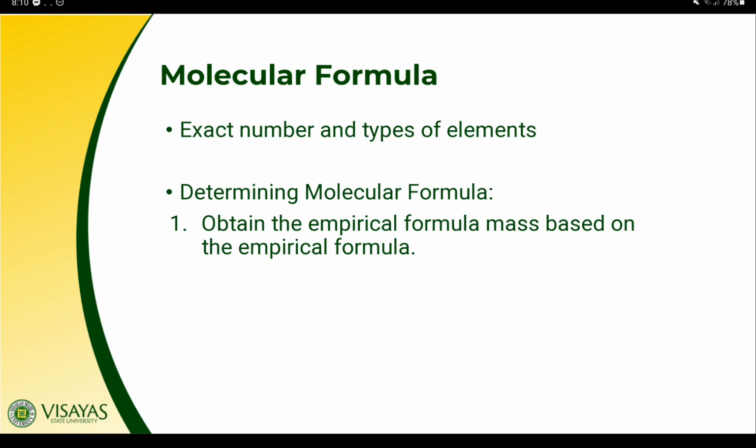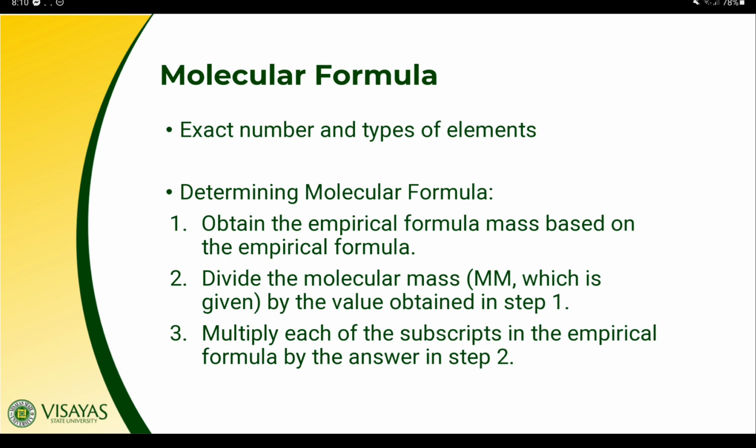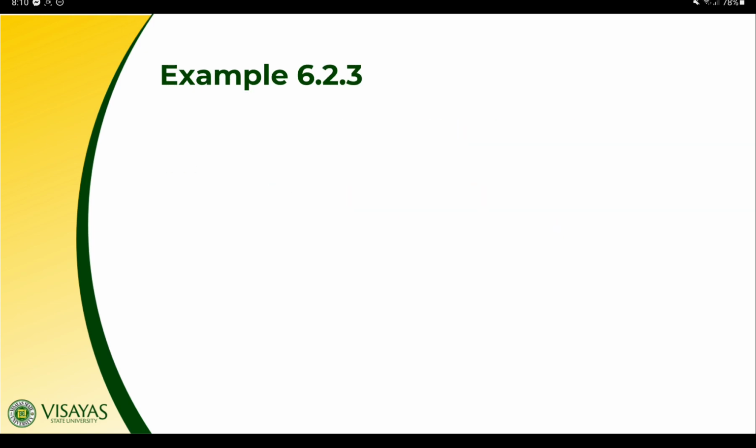Obtain the empirical formula mass based on the empirical formula, and then we divide the molecular mass, which is given. So this value is given. We divide that by the value obtained in step 1. And we multiply each of the subscripts in the empirical formula by the answer in step 2. So let's have an example.